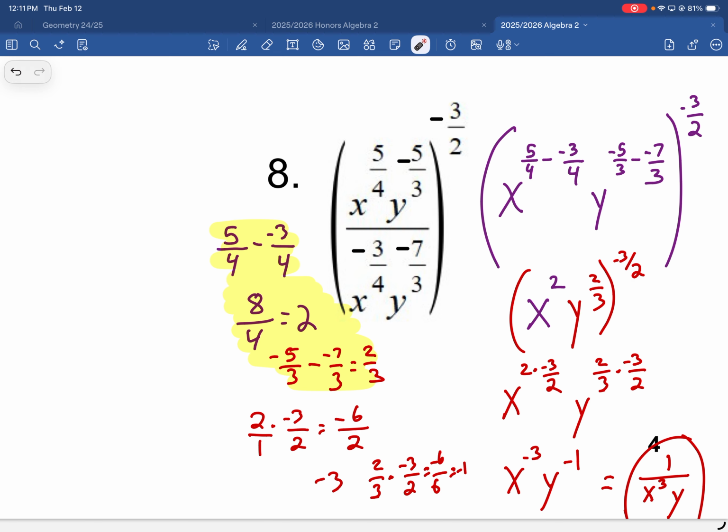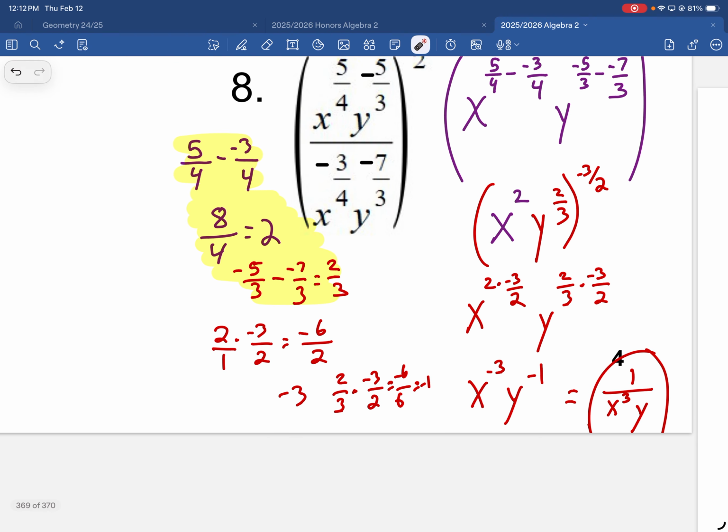Now power to power, you multiply. So we're going to take 2 times negative 3/2. 2 times negative 3/2 is negative 3. So that gives us x to the negative 3. 2/3 times negative 3/2 is negative 1. So y to the negative 1.